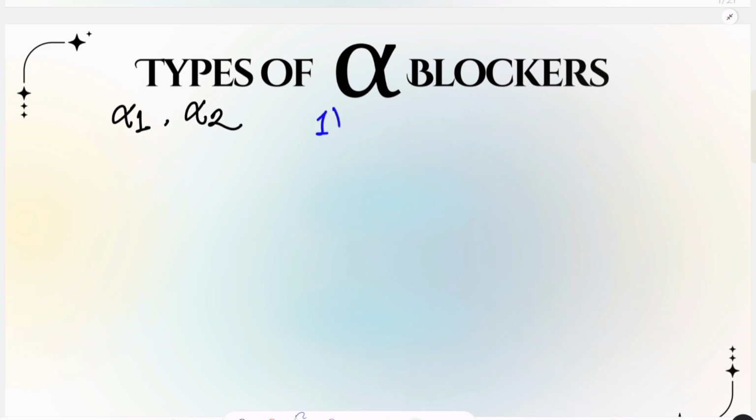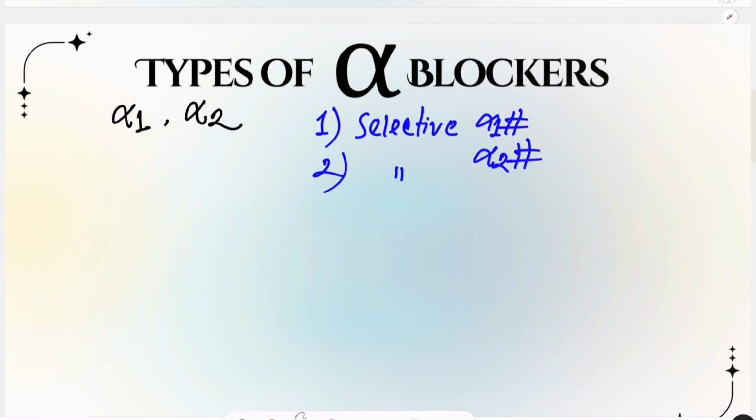One which will selectively block the alpha 1 receptor, the second one which will selectively block the alpha 2 receptor, and the third one which will be non-selective and block both alpha 1 and alpha 2 receptors.